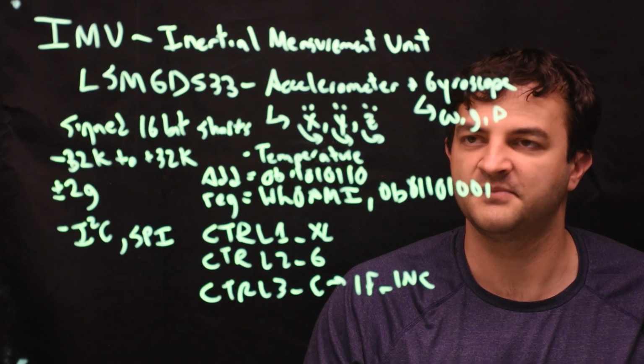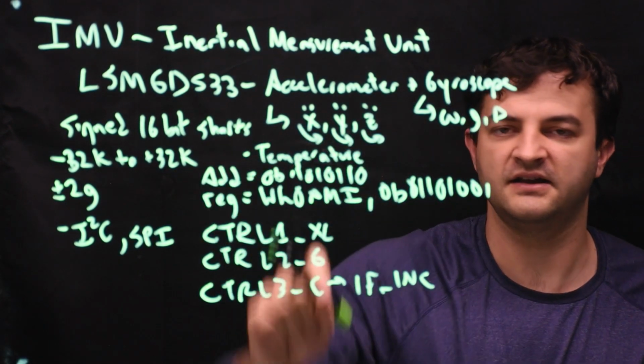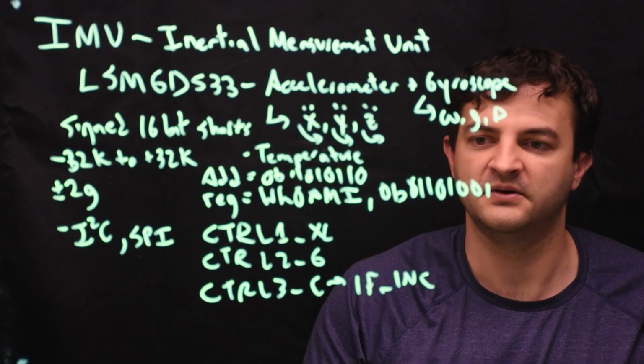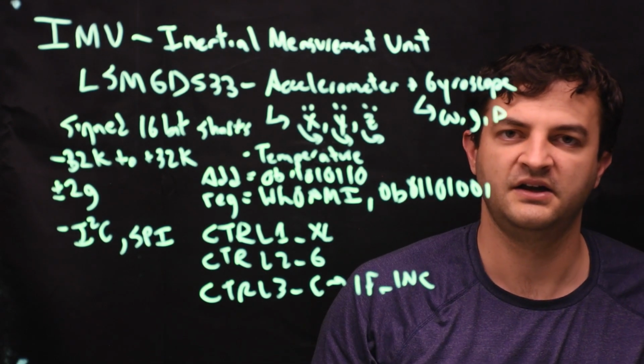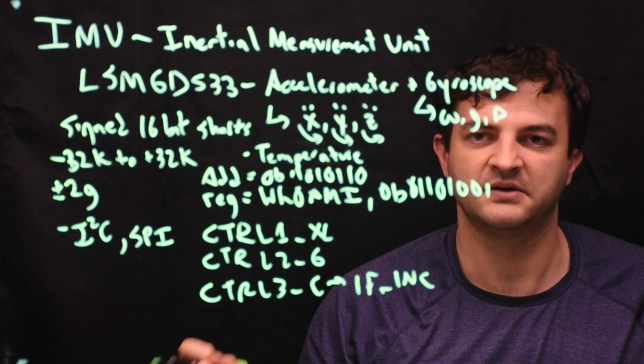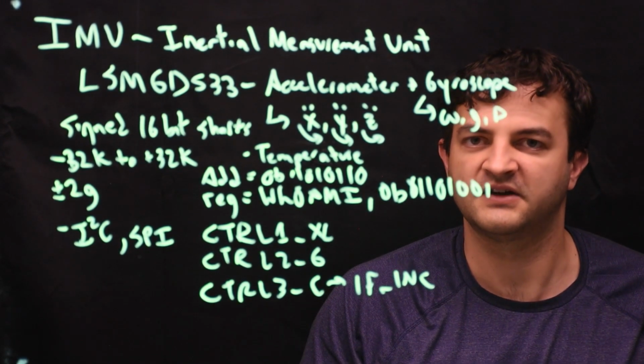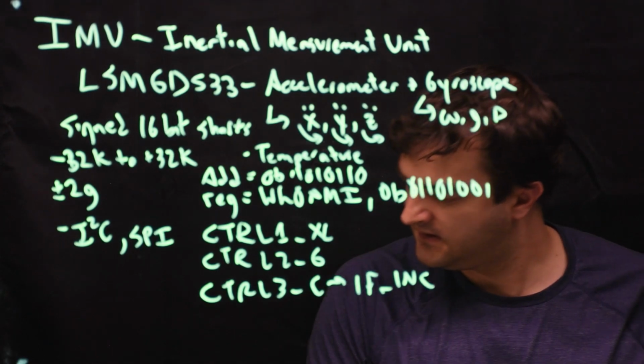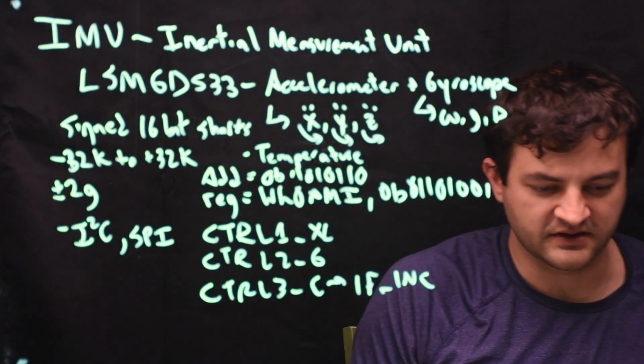And the way the chip is set up is that all of this data that we're trying to get is set up sequentially in memory. So when the IF_INC bit is a 1, we can sequentially read out all of the data in one transaction rather than doing many read transactions, and it will save us some time. Let's look at the data sheet.